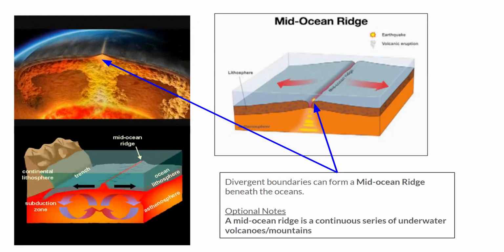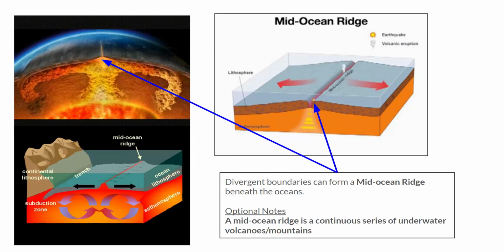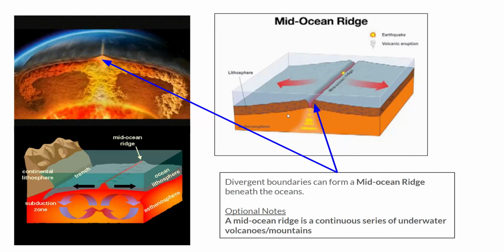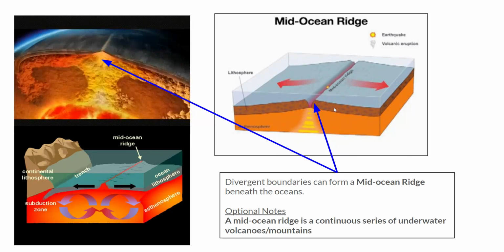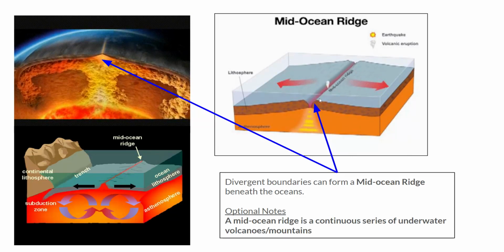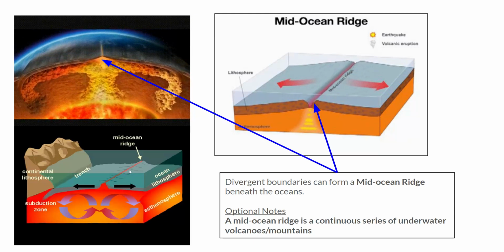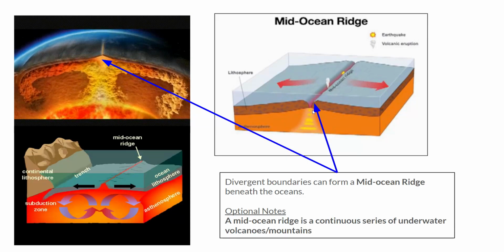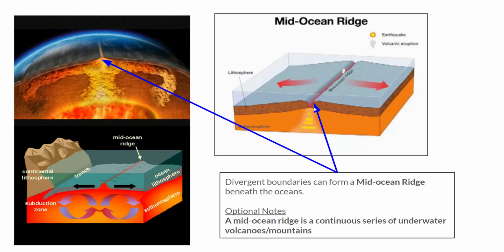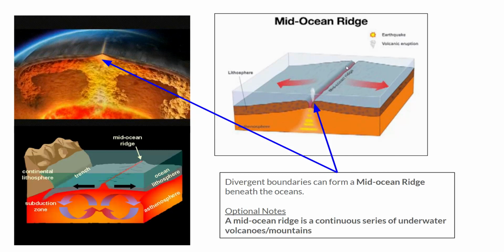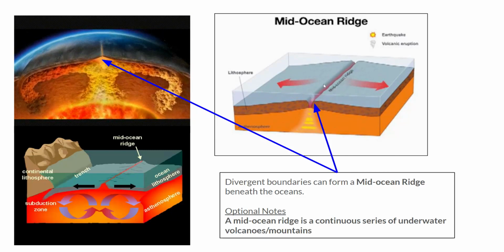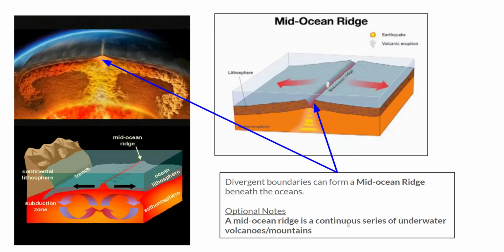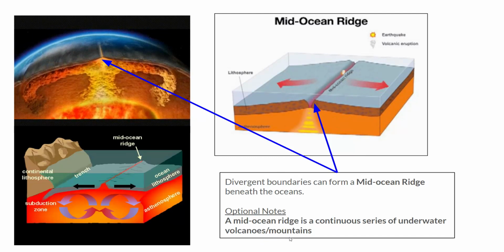Now, another thing a divergent boundary will form is a mid-ocean ridge. And this image shows what a mid-ocean ridge looks like. So, if two crusts move apart from each other, it creates a gap in the middle, as the image shows, and that creates a pathway for the magma to rise up. As the magma rises up, it actually creates tiny mountains or even volcanoes, and that is what we call a mid-ocean ridge. So a mid-ocean ridge is a continuous series of underwater volcanoes or mountains.